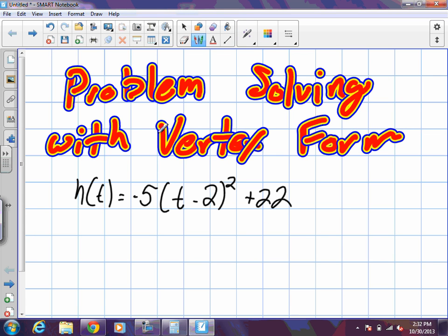Go through problem solving with vertex form. Okay? This is obviously our vertex form of our quadratic, and this models the height of a rock being thrown, t representing time, so how far in time it is, and height being how high the rock is. We have our vertex form, so the rock does some relationship like this.